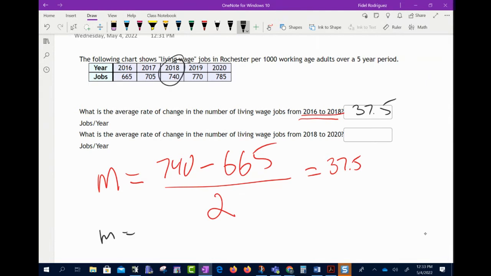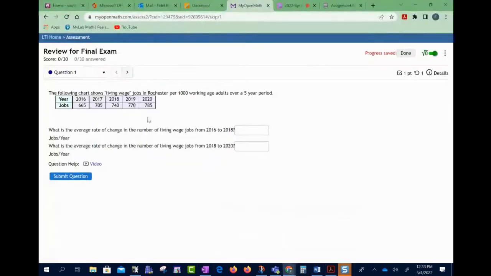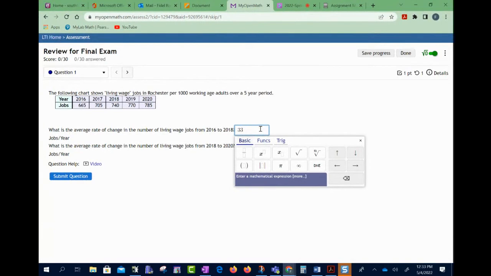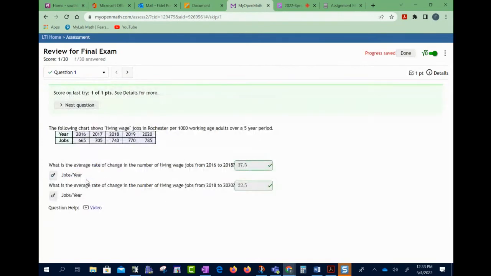So now we're going to look at these 2 years. So we're going to take 785 minus 740, again, over a 2-year period. So 785 minus 740 should be 45 divided by 2. That should give me 22.5. Right, so those are the answers that I'm coming up with. So let me just check my answers to make sure we're good. 37.5 and 22.5. Okay, let me submit it. Hey, we got it, right? Okay, so pretty straightforward type problem, right? You're just finding the slope of the line between those 2 points.